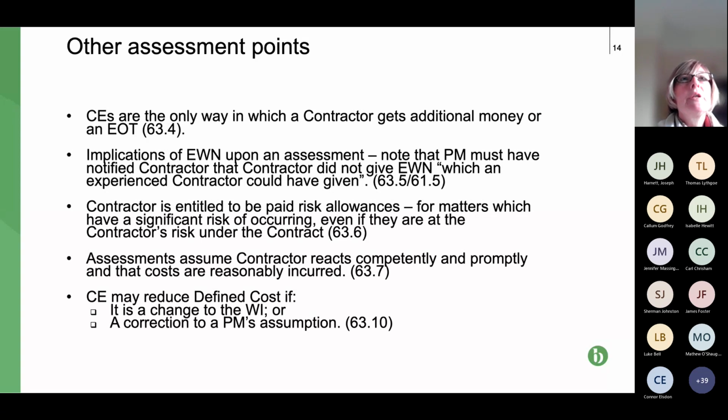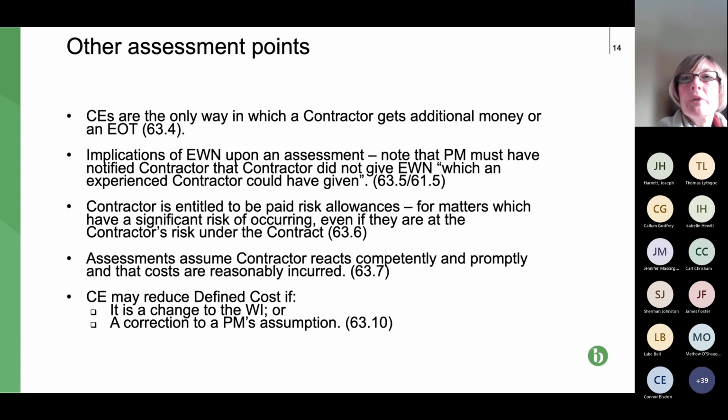So, just other issues about assessing a compensation event. The first one, I've already referred to this. Compensation events are the only way in which a contractor can get additional money or extra time in relation to compensation issues. The only other real way is through an acceleration clause. And of course, acceleration is a different clause, a wholly different issue to a compensation event.